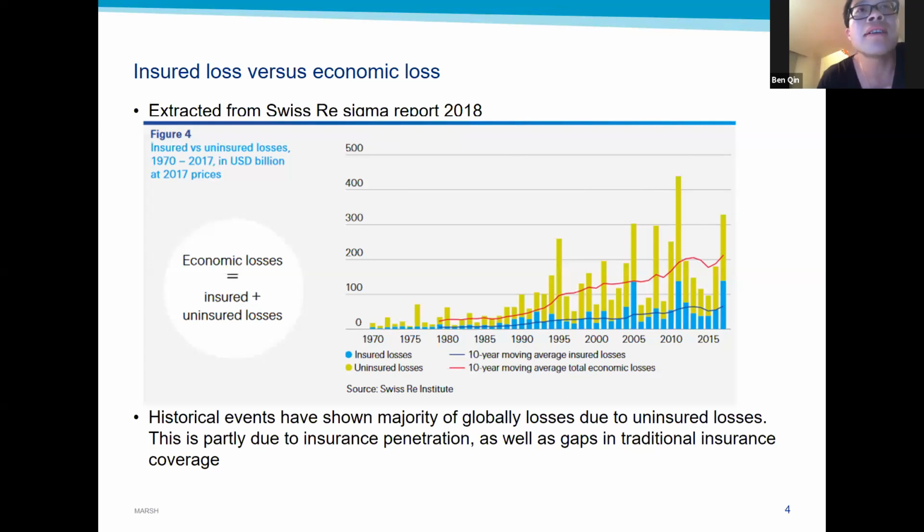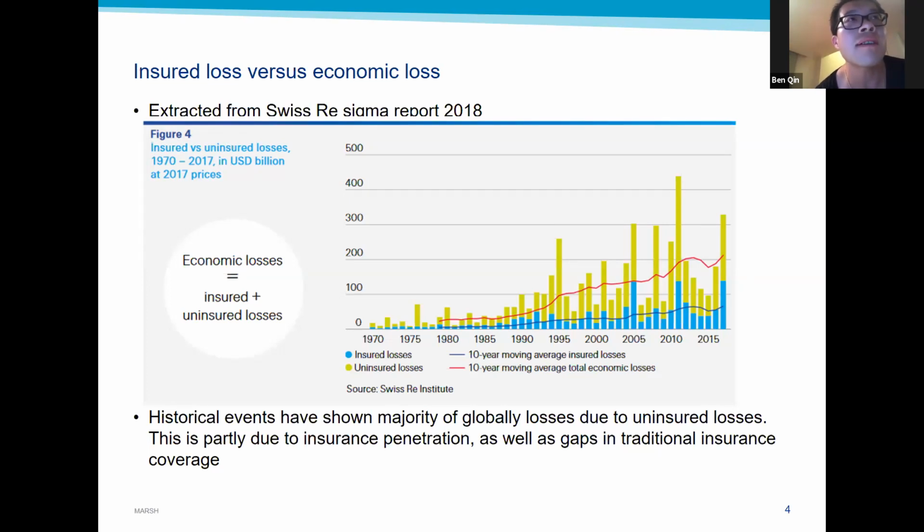So truth be told, with the increasing exposures and these increasing losses, you're almost going to expect that, right? The first time I looked at this graphic, what was surprising is actually the rising trend of uninsured losses, right? And you can see it's clearly a trend of being much higher than your insured losses there, right?